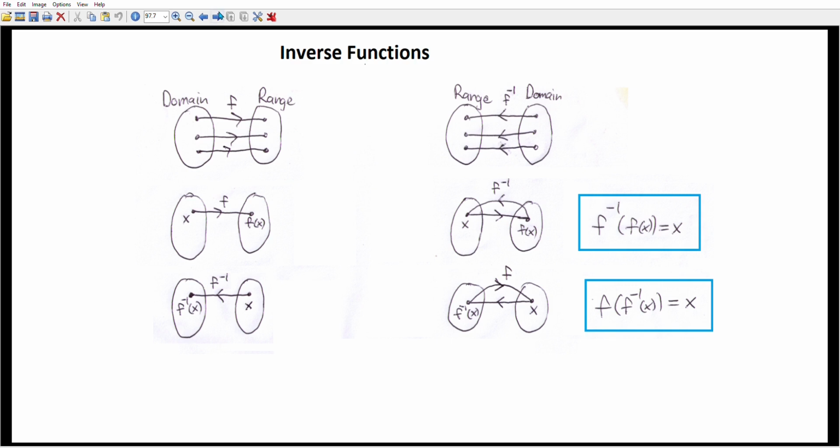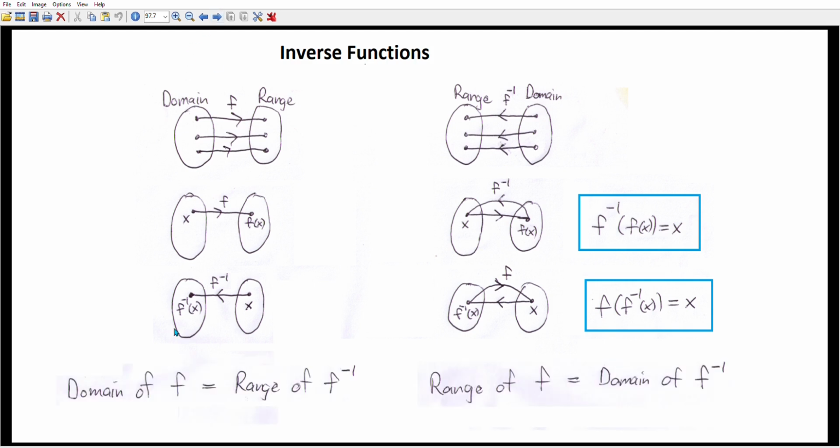Now, if you actually look at this picture over here, you can see that the domain of f is the range of f inverse, and the range of f is the domain of f inverse. So these two identities, f inverse of f of x equals x, f of f inverse of x equals x, and the fact that for inverse functions, the domain and the range switch are important characterizations of the inverse function.